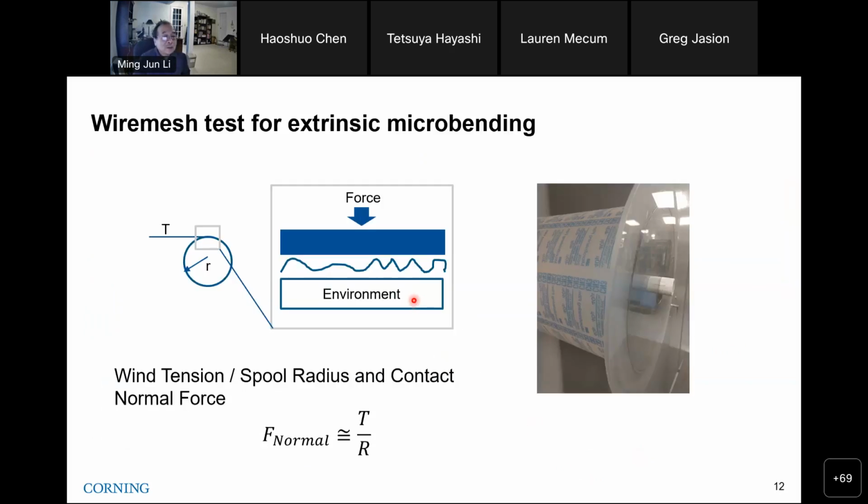So for extrinsic microbending performance, we use a wire mesh test, as shown in this slide. Basically we wrap the fiber on the sandpaper, and then apply force, and you can calculate the force applied to the fiber. It depends on the winding tension and also the spool radius.